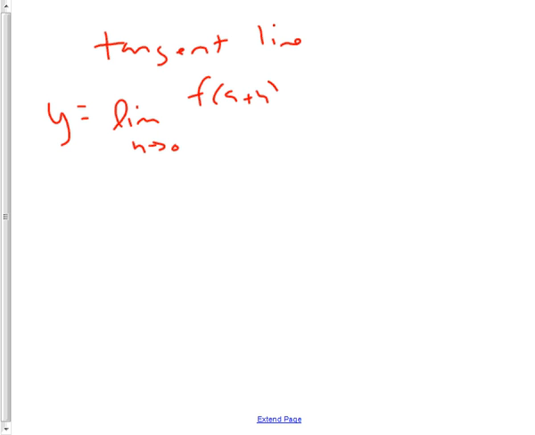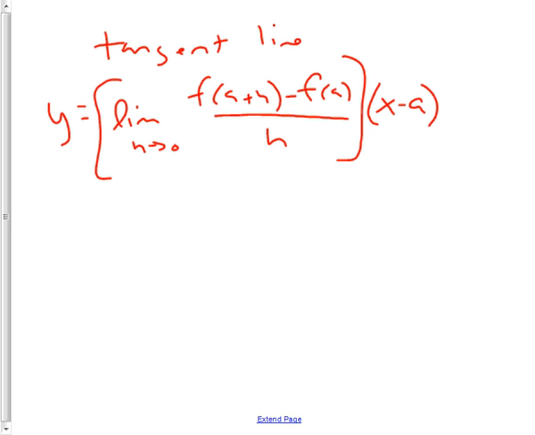So in the last video, what we got to at the end is that the general form for a tangent line is y equals the limit as h approaches 0 of f of a plus h minus f of a all over h, where this is the slope, times x minus a, plus f of a. Well, I want to just simplify this a little bit.